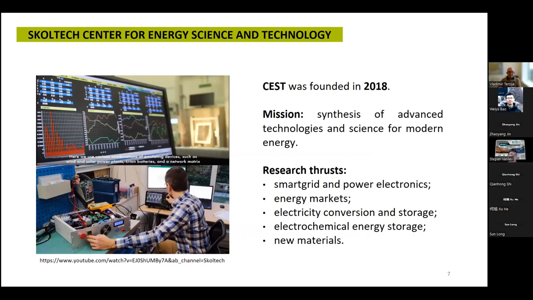To face non-trivial problems of the modern energy sphere, the Skoltech Center for Energy Science and Technology was founded in 2018. Speaking about the history of our center, it has been formed by combining the former Center for Electrochemical Energy Storage and the Center for Energy Systems. The mission of our center is the synthesis of advanced technologies and science for modern energy.